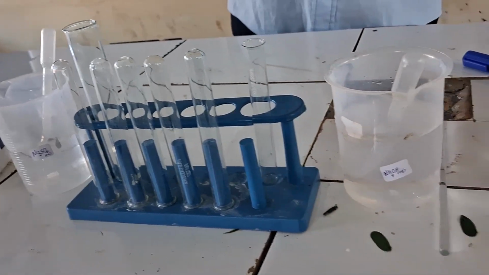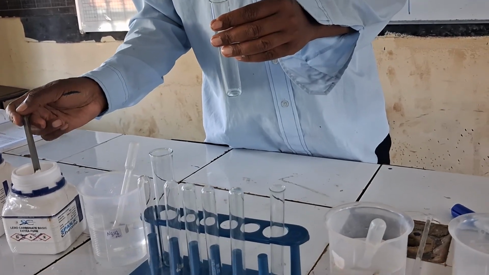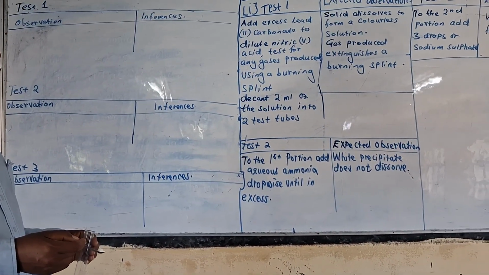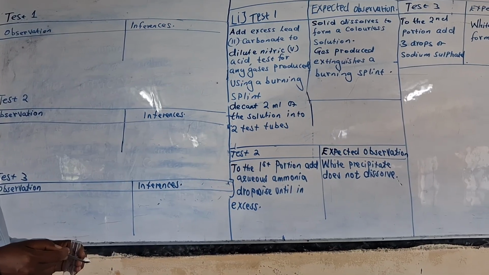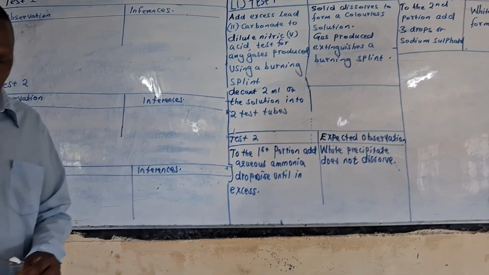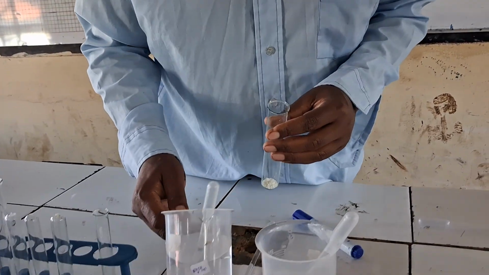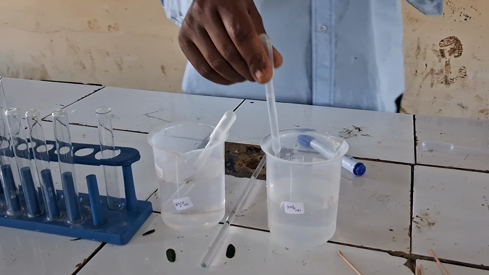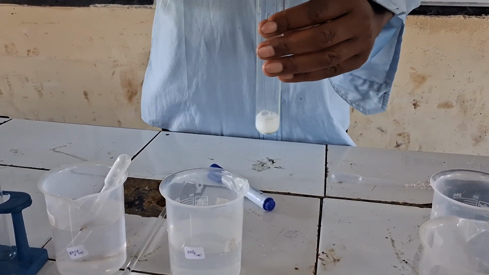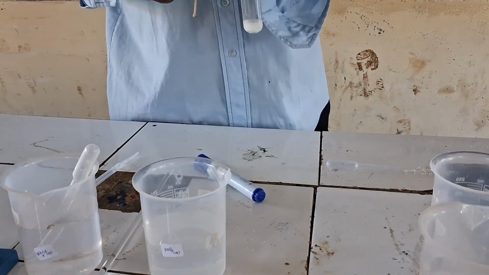So we are going to start by carrying out test 1. We are going to follow the procedure for test 1. We are told to add a trace of lead 2 carbonate to dilute nitric 5 acid. Okay, test for any gases produced. So we put our lead 2 carbonate inside here, and then we add dilute nitric 5 acid. This is our dilute nitric 5 acid. So we'll add until just a small amount remains. And we test for any gases produced by use of what? A splint.